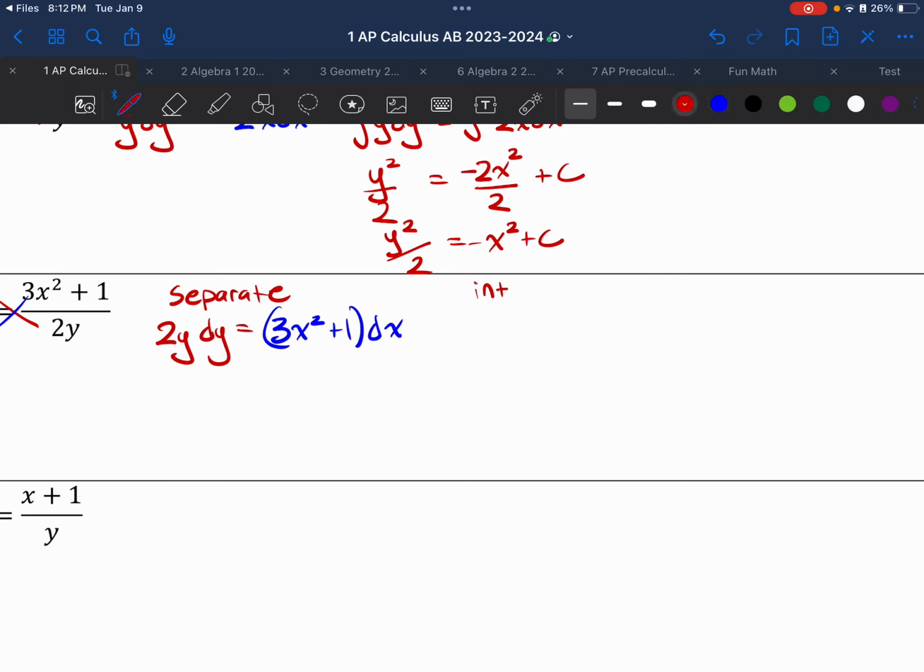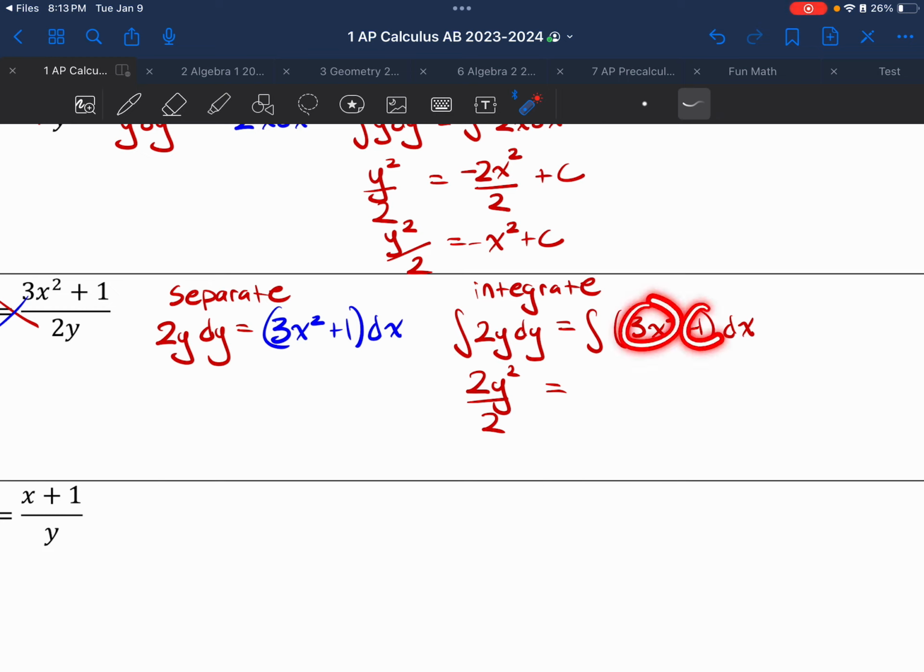So for integrate, slap on the integral symbols on both sides. I have the integral of 2y dy. It's going to be equal to the integral of 3x squared plus 1 dx. And taking the integral, this is going to be 2y squared divided down by 2 plus c, but I'm going to put it on the right hand side. And I'm going to take the antiderivative of each of these pieces. So there's really 2 pieces to do. This is going to be 3x, it goes up to the power of 3, divided down by 3, plus, and then the antiderivative of 1.